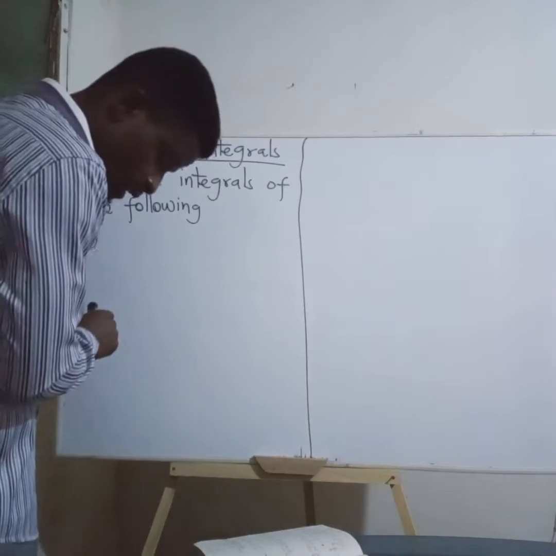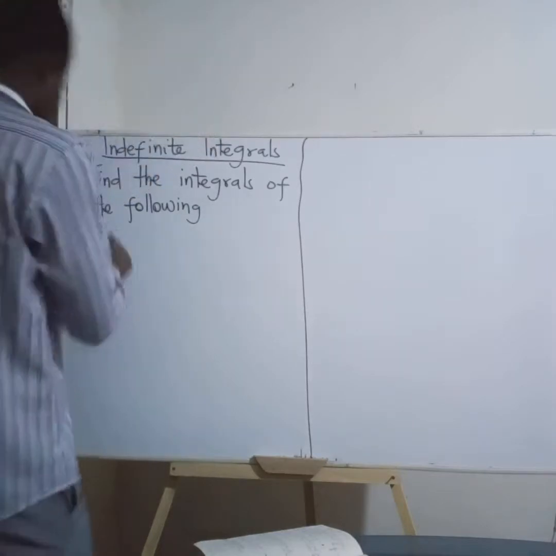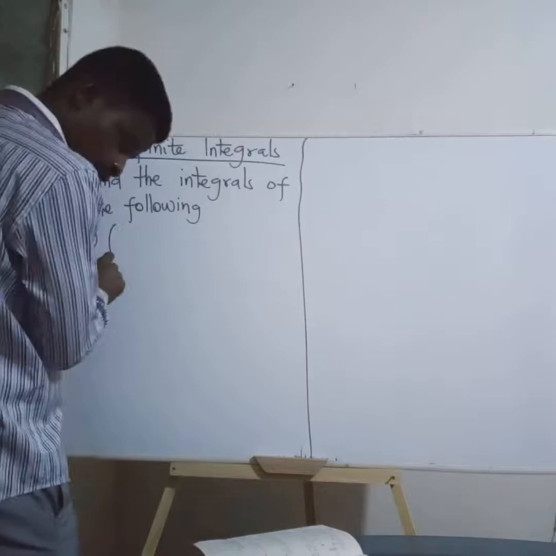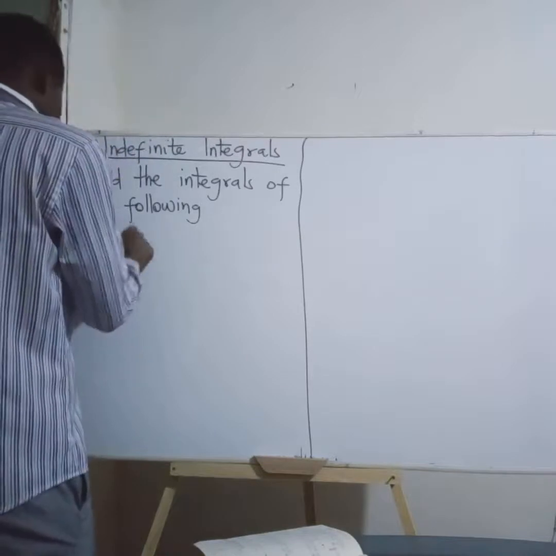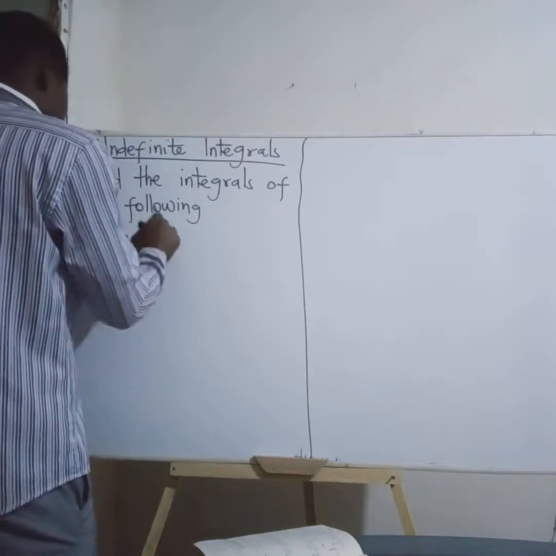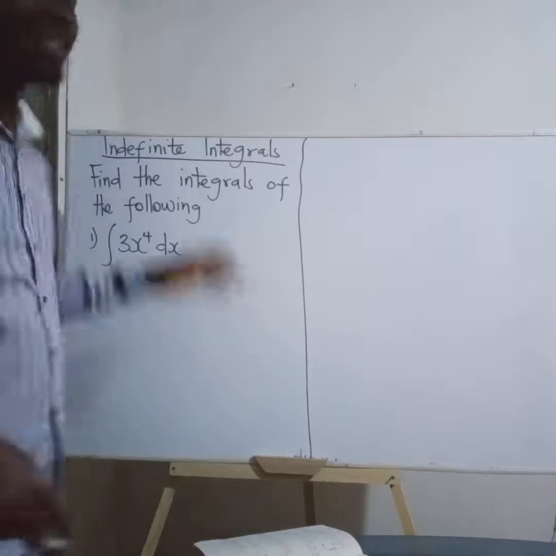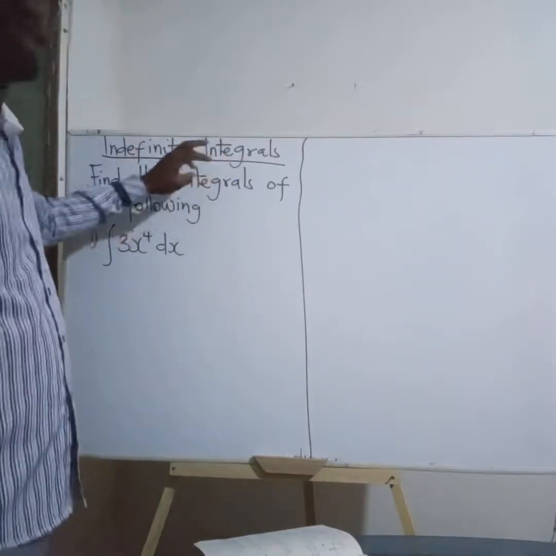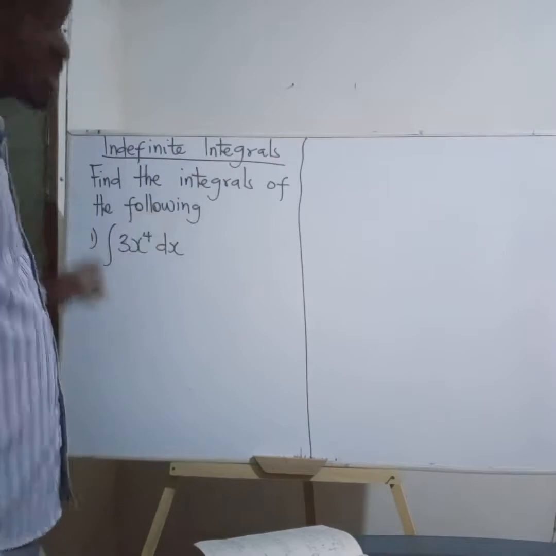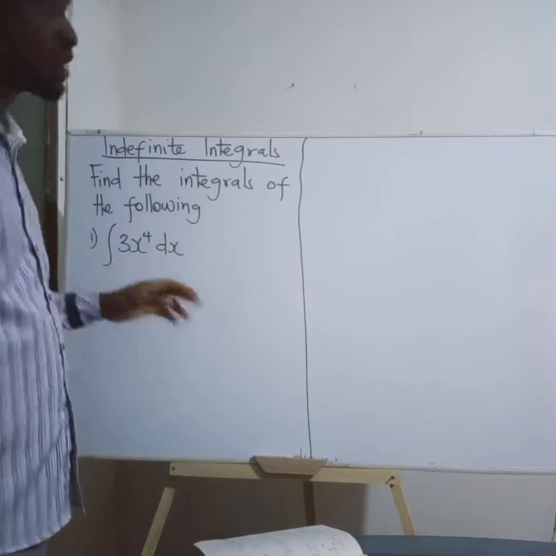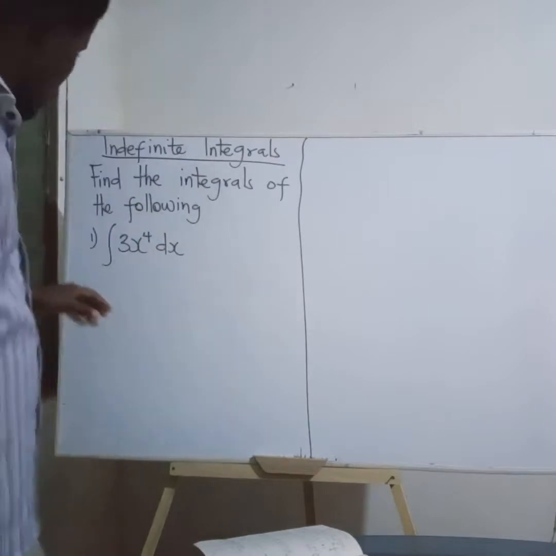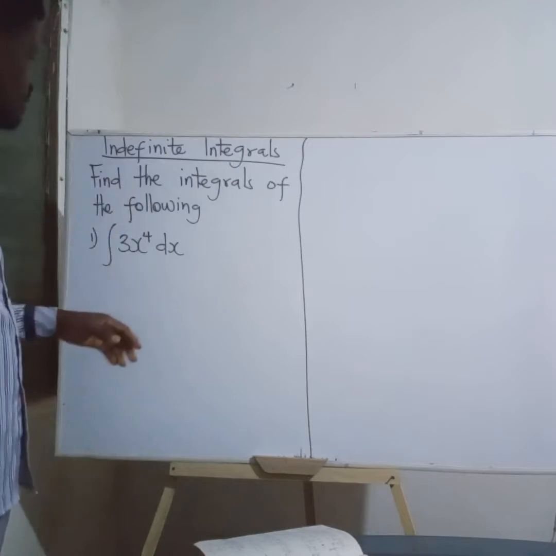So we are going to find the integrals of the following. The first example is the integral of 3x exponent 4 dx. So we are first looking at the indefinite integrals. Integrals without what? Limits. We call them indefinite integrals. Now let's see how we can find the integrals of the following.